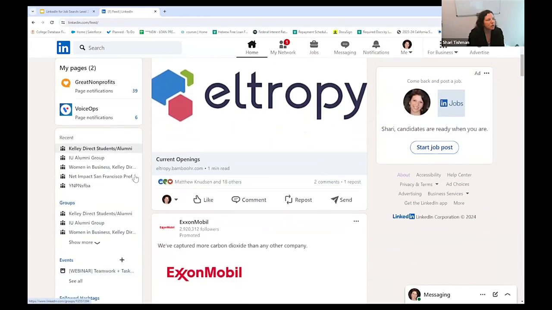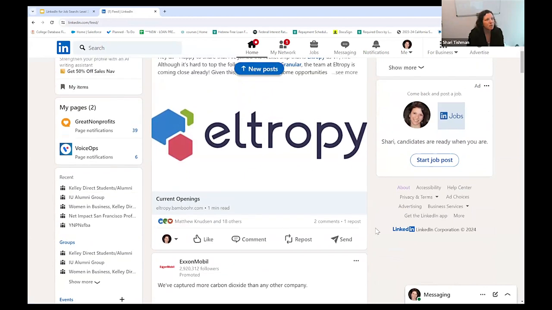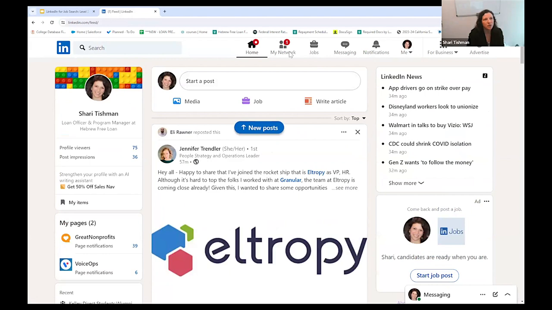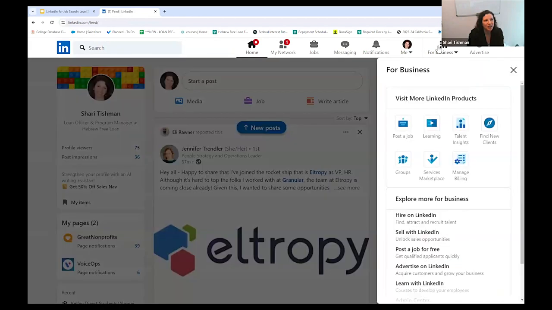They used to be a little more front and center. You can go to groups either on the left-hand side of the homepage, where there's a roundup of recent ones. If you already belong to groups, you can get to groups that way. But if you've never really messed with groups before, you actually have to go to the For Business dropdown on the top right, and then go to the group square.